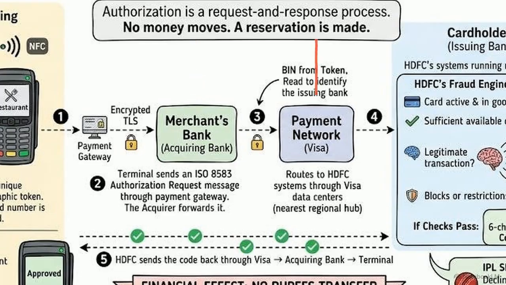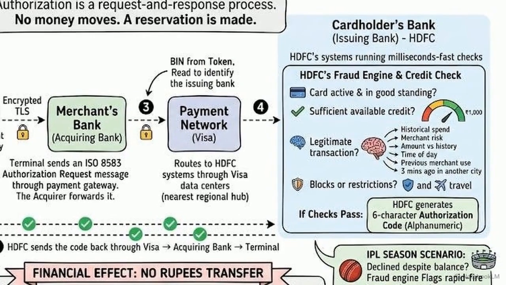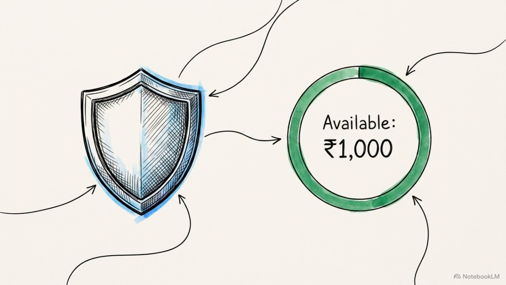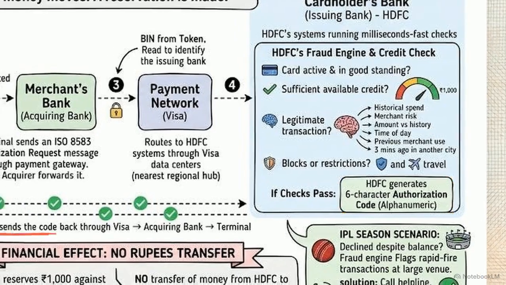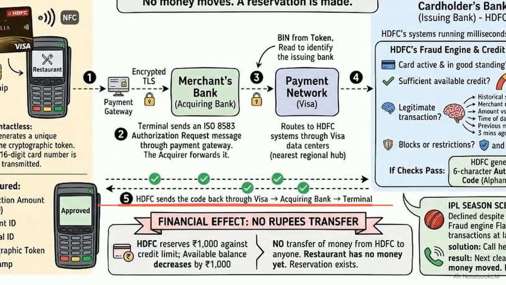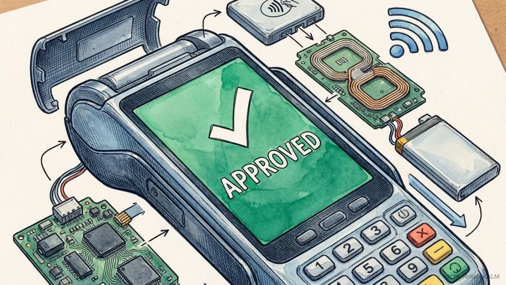At 0.4 seconds, it forwards this packet to the payment network, Visa. By 0.8 seconds, Visa reads the token, identifies the path, and pushes the request to your issuing bank. At the 1-second mark, your issuing bank's algorithms run a fraud risk assessment and verify you have 1,000 rupees of available credit. Assuming the checks pass, the bank generates a unique alphanumeric authorization code. By 1.5 seconds, that code is sent back down the exact same chain. The terminal beeps, the screen turns green, and you walk out of the restaurant.